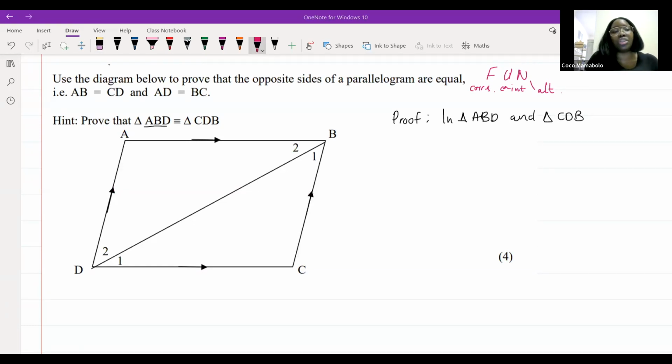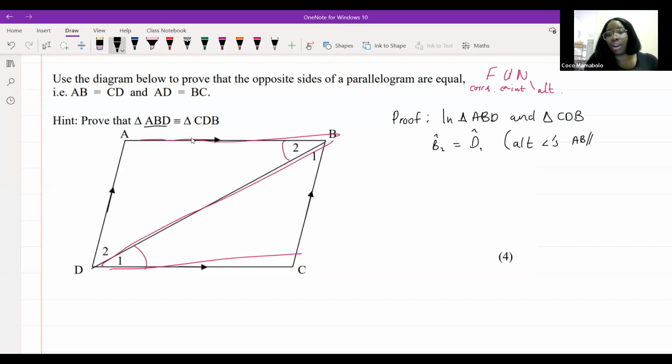All right, so I'm going to start with B2 because FUNZO has already given it away. B2 must be equal to D1 because of alternate angles, right? B2 is equal to D1, and our reason is alternate angles. We must name the parallel lines that do what we need them to do. We found these two alternate angles using AB and CD, so I must then say AB is parallel to CD, and I'm going to show you why that's important in just a second.